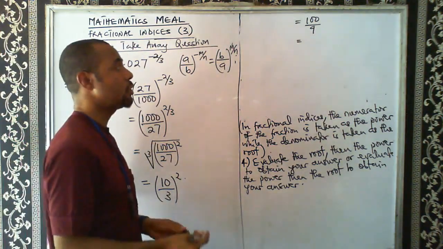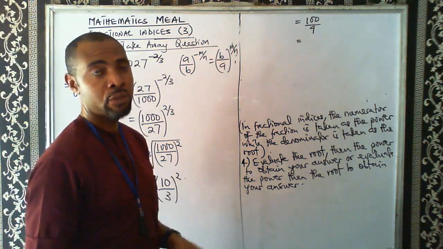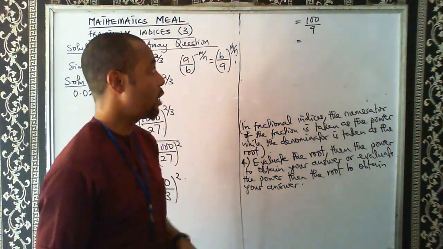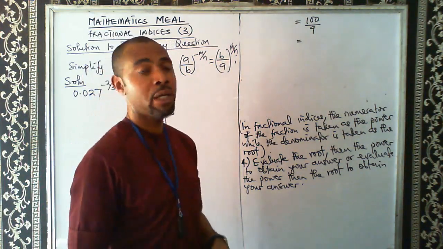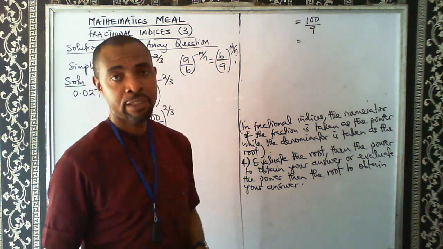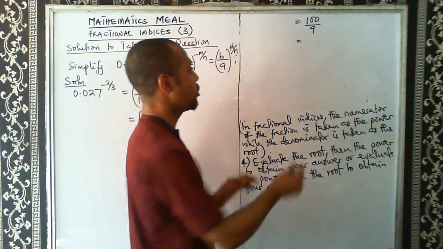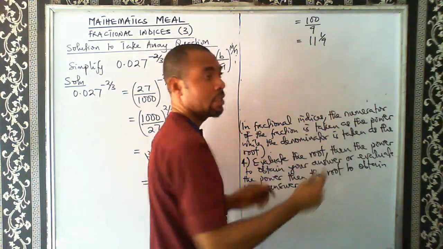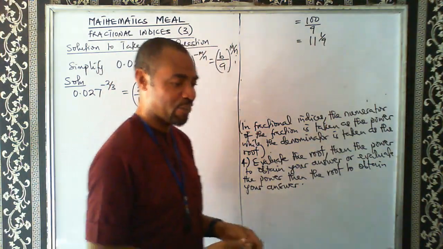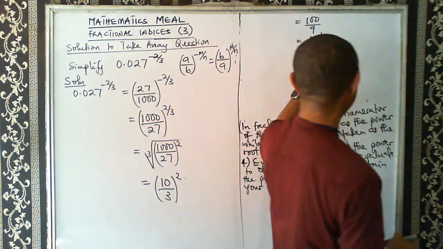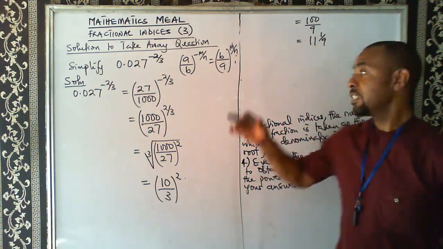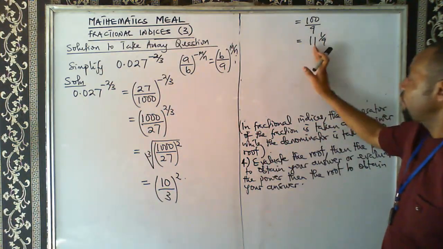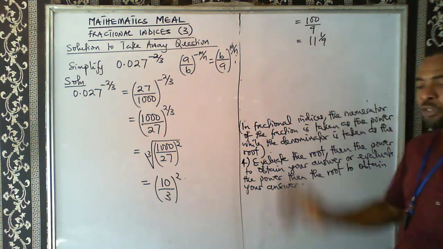You can still change it to mixed fraction, so that you have 11 whole number 1 over 9. That's what you will have. We will not be explaining how we got 11 whole number 1 over 9, but 9 times 11 is 99, 99 plus 1 is 100. So when 100 is divided by 9, we have 11, remaining 1, all upon 9.